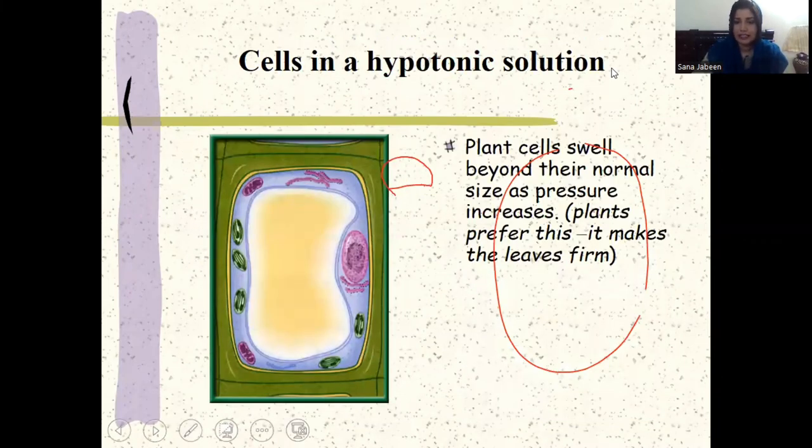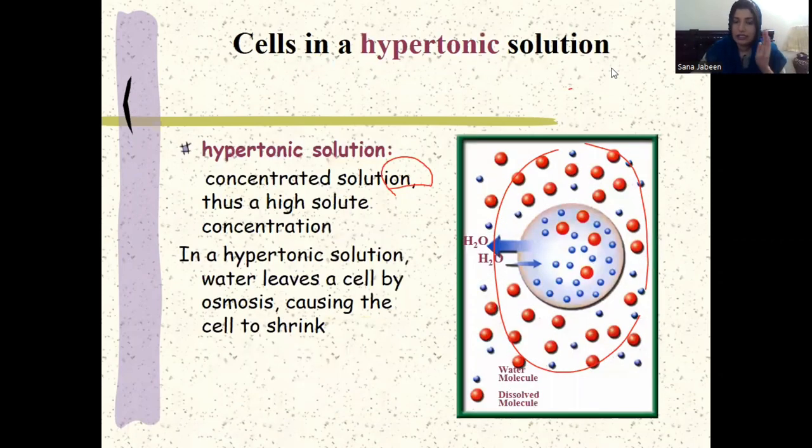You can see here in the diagram, it's a plant cell again and it is present in the hypotonic solution. So what will happen? All the water molecules are going to move inside because outside there is a greater amount of water. In the same way, when we talk about hypertonic, hypertonic means more solute is there and less water is there in the solution. So the water molecules are going to move outside the cell.